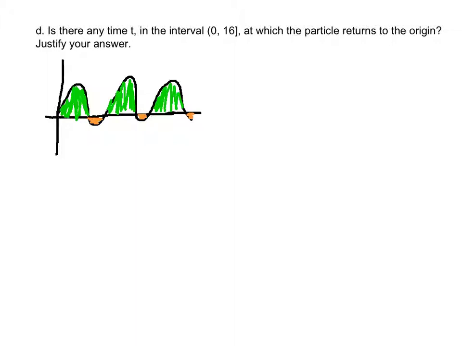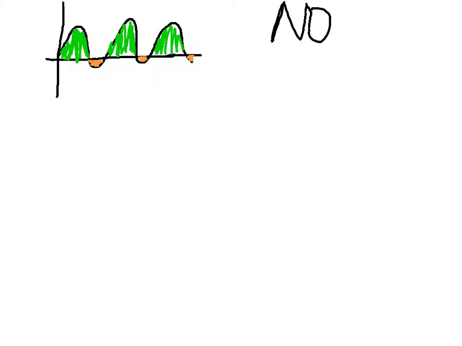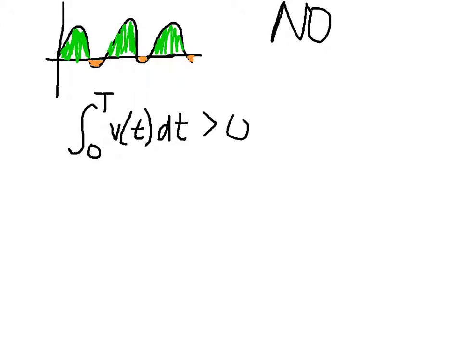So now that you know that the answer is no, you need to prove it to the AP readers that you understand why it is no. The easiest way to do this is to write an integral. The limits would be 0 to t, with t in the interval from 0 to 16, of the velocity of the particle. This time the velocity is not an absolute value because it is asking for the displacement and not the distance traveled. So you want to show that this is always greater than 0.